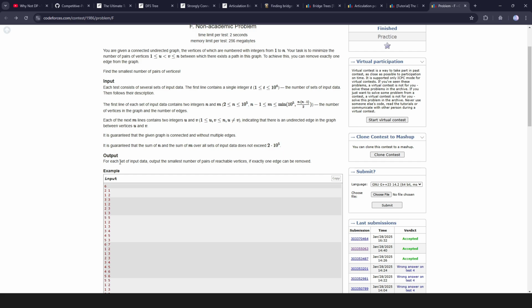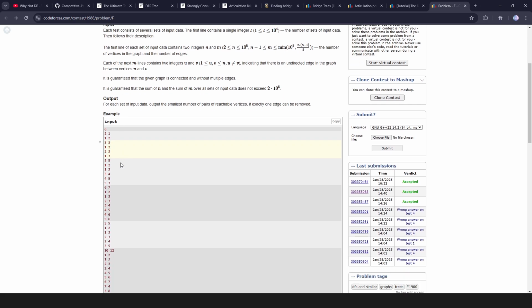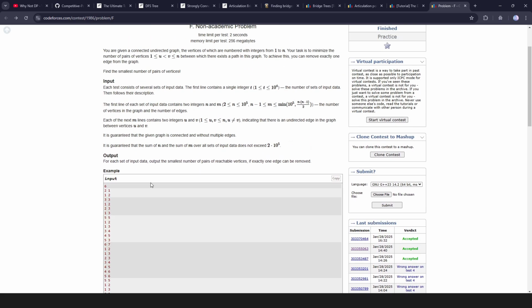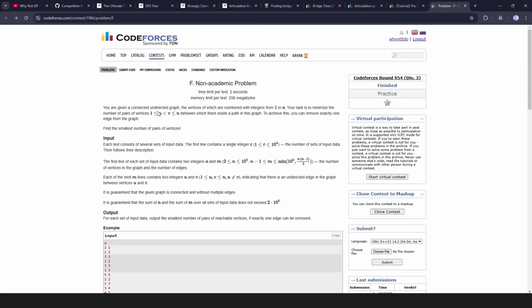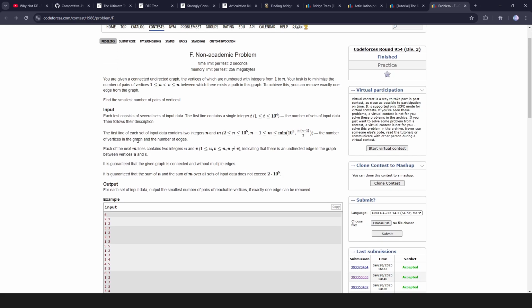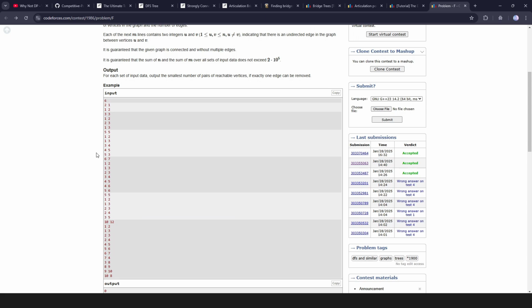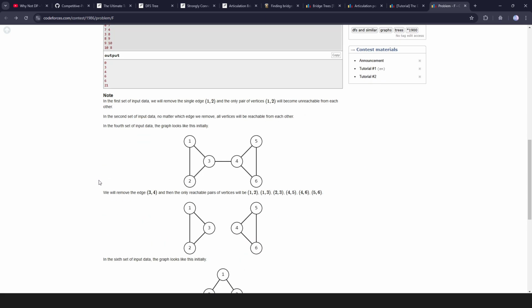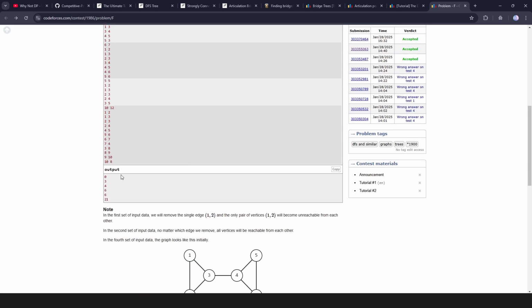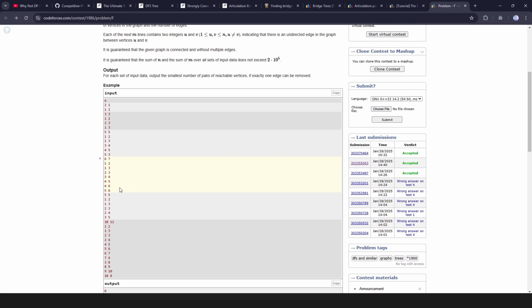And for each test case we have to output just one integer, and that integer will represent the smallest number of pairs of reachable vertices if exactly one edge is removed from this graph. So this is the problem. Let me now take some examples and explain to you on the blackboard how these outputs are coming for these test cases. So let us now discuss these examples one by one.